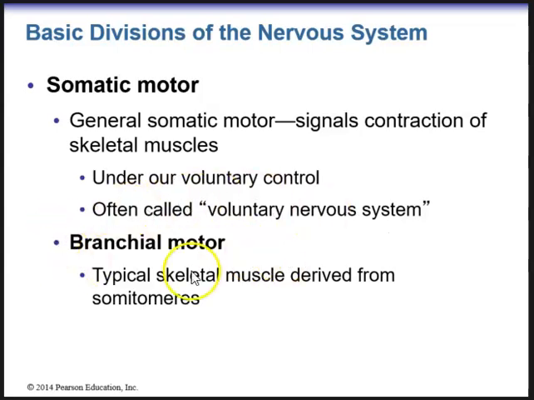Now the branchial motor, this is typical skeletal muscle derived from somitomeres. Basically what this means is the branchial motor, which are a type of special visceral efferent, they innervate skeletal muscle derived from the branchial arches. This includes muscles of mastication, so the muscles that help us chew our food, muscles of facial expression, as well as the palatal, pharyngeal, laryngeal, trapezius, and sternocleidomastoid muscles. Again, all these muscles are under our voluntary control.